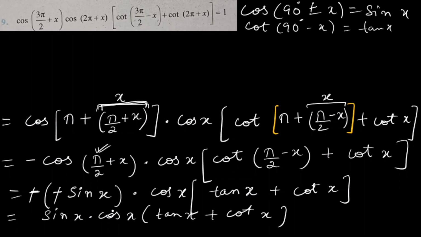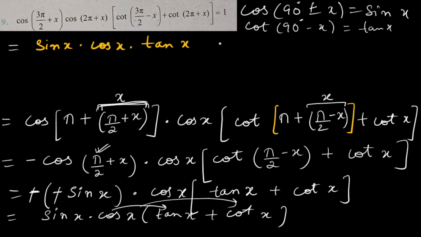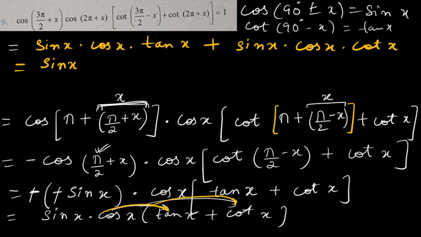Now we'll do bracket multiplication. This will get multiplied by both. So what we will get, I'll just write with different color. So sine x into cos x into tan x plus sine x into cos x into cot x. So with both they will get multiplied. So outside the bracket terms will get multiplied with both the inner terms. So sine x as it is I'll write, cos x also as it is I'll write.